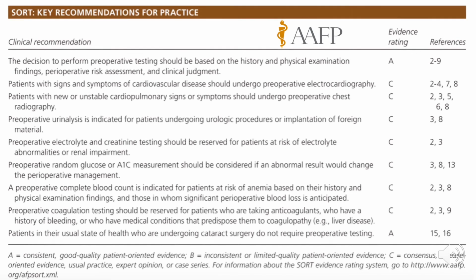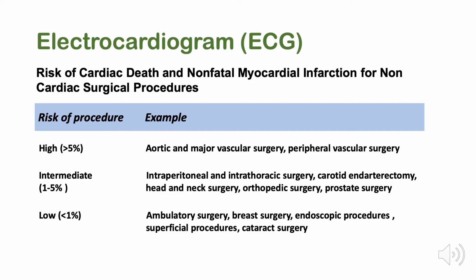This is just a basic summary of preoperative lab tests, which I got from the American Academy of Family Physicians. So here they talk about the necessity of requesting laboratories, ECG, chest x-rays, urinalysis, electrolytes and creatinine, sugar, CBC, and coagulation profiles. But we're just going to talk about two examinations, the ECG and chest x-ray. For the ECG, how do you decide whether this patient needs an ECG or not?